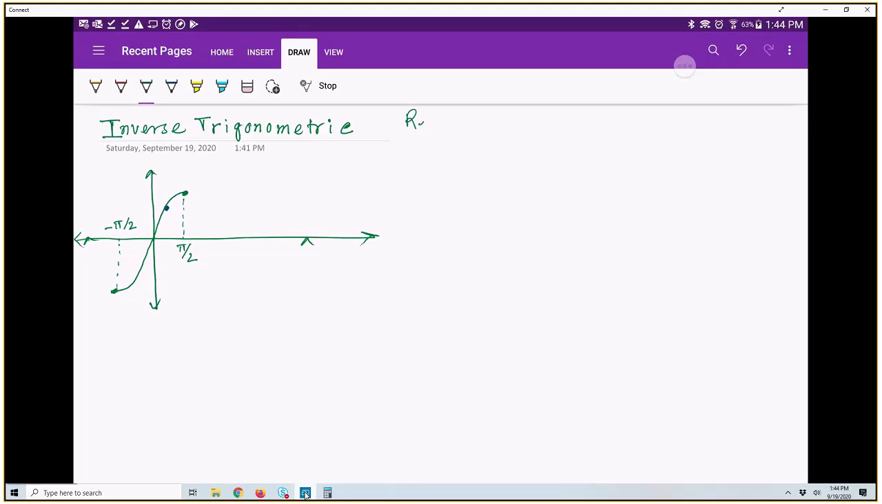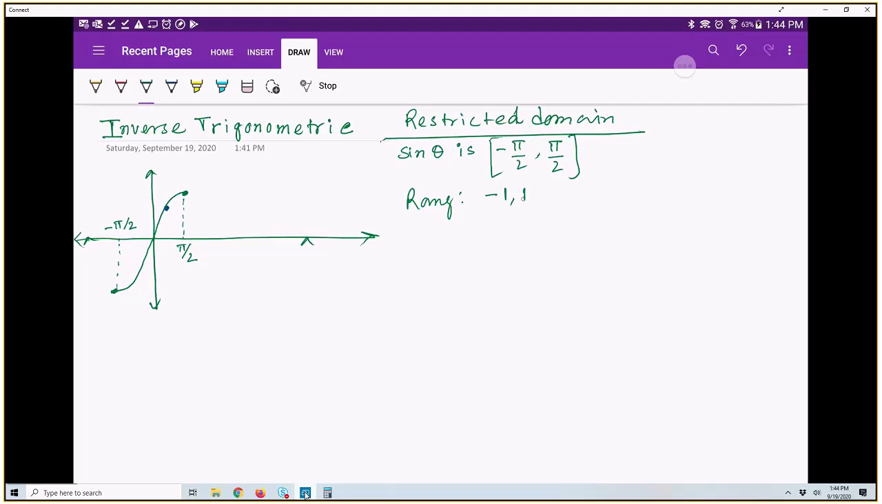So the restricted domain of the sine function is negative pi over 2 to pi over 2. Whereas the range, if you look at the span of the graph over the y-axis, is still going to remain the same, between -1 and 1. Now if I draw horizontal lines, the graph passes the horizontal line test because the graph is crossing the line at exactly one point. So we can start talking about the inverse trigonometric function.